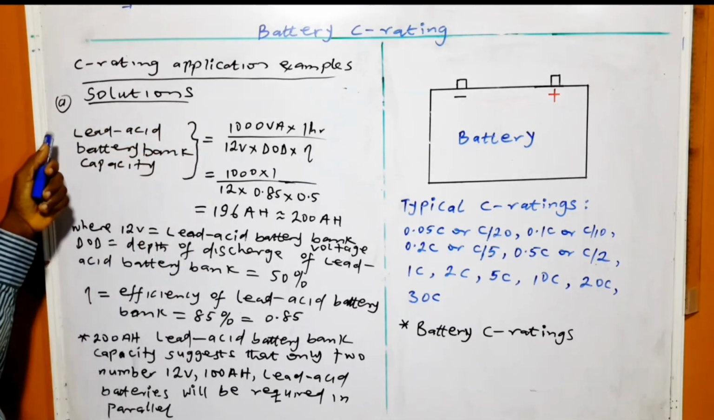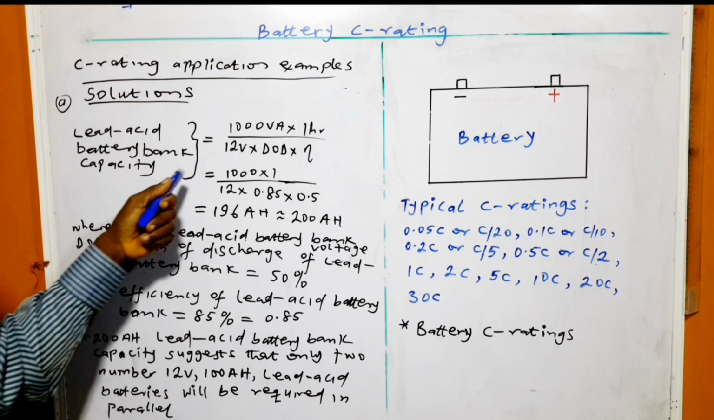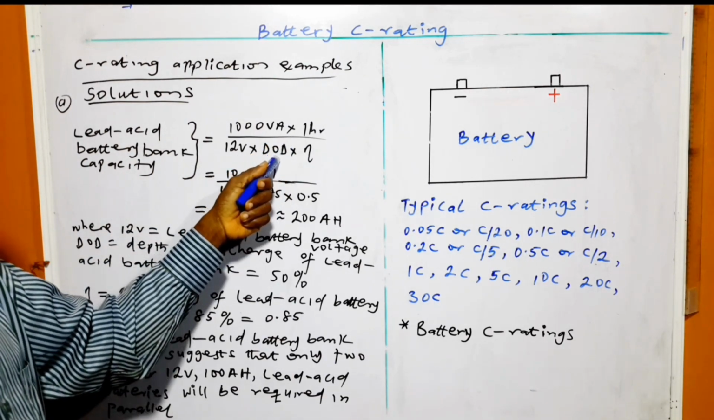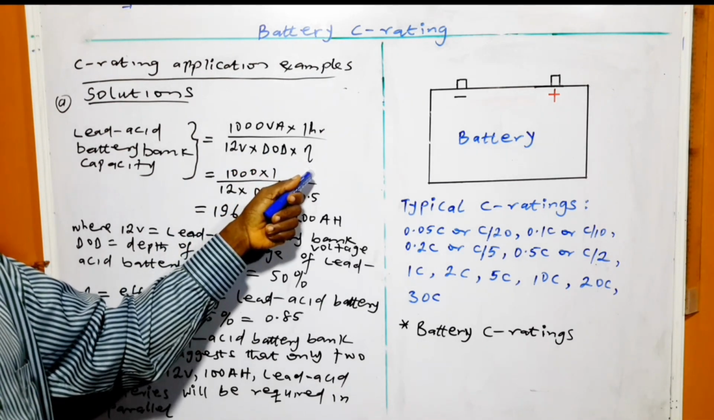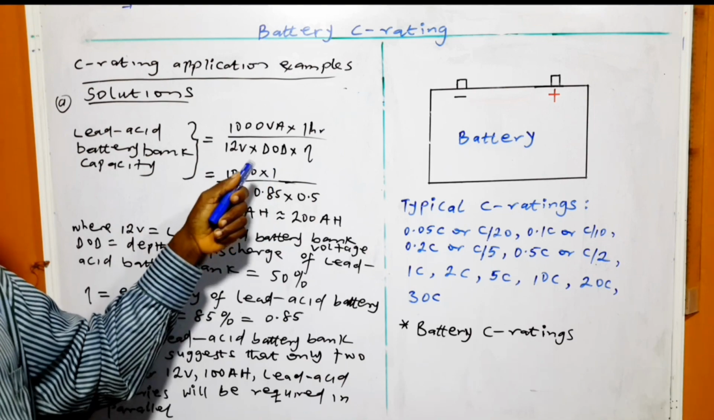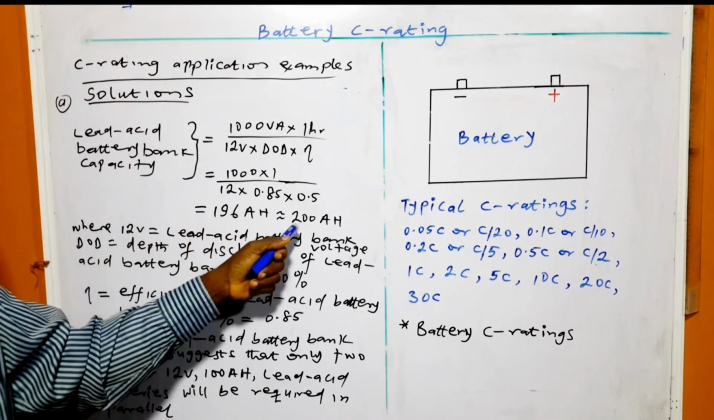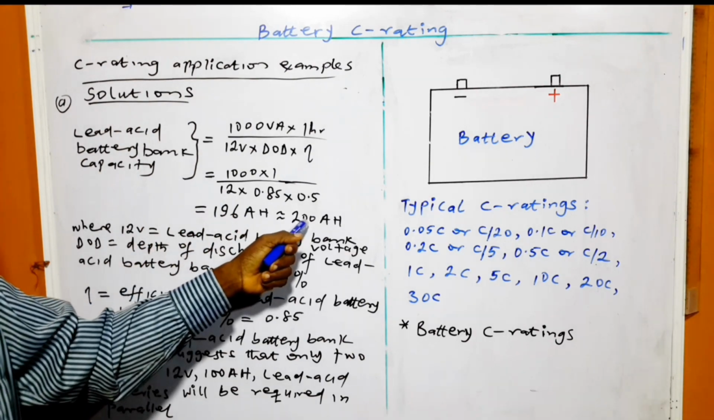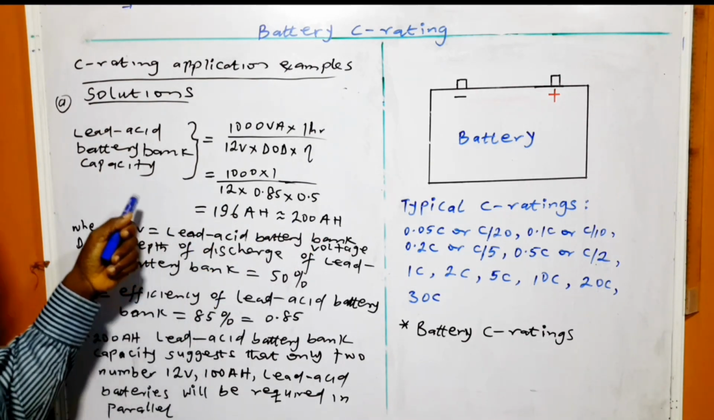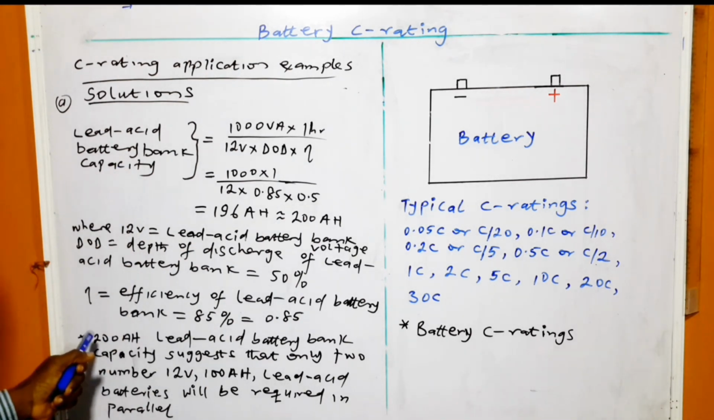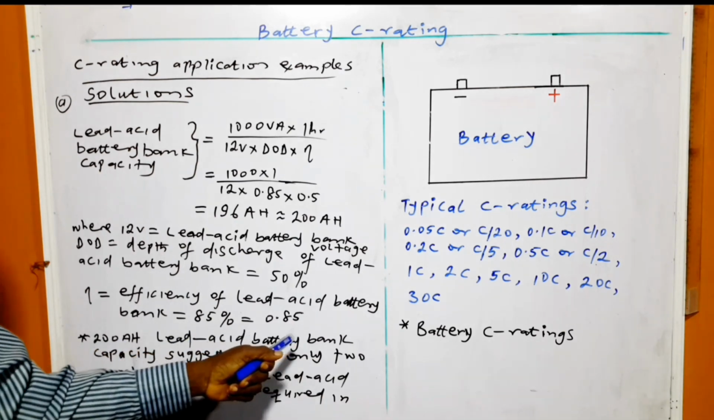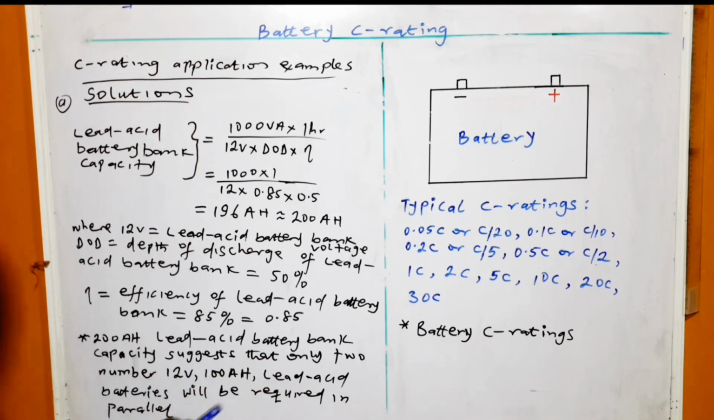Now the solutions. A part: lead acid battery bank capacity is equal to this. This is the depth of discharge, which is DOD, and this is the efficiency of the lead acid battery. DOD is also for the lead acid battery. So with that, the answer is approximately 200 ampere hour. That is the battery bank capacity for lead acid. Now, a 200 ampere hour lead acid battery bank capacity suggests that only two 12 volts 100 ampere hour lead acid batteries will be required.